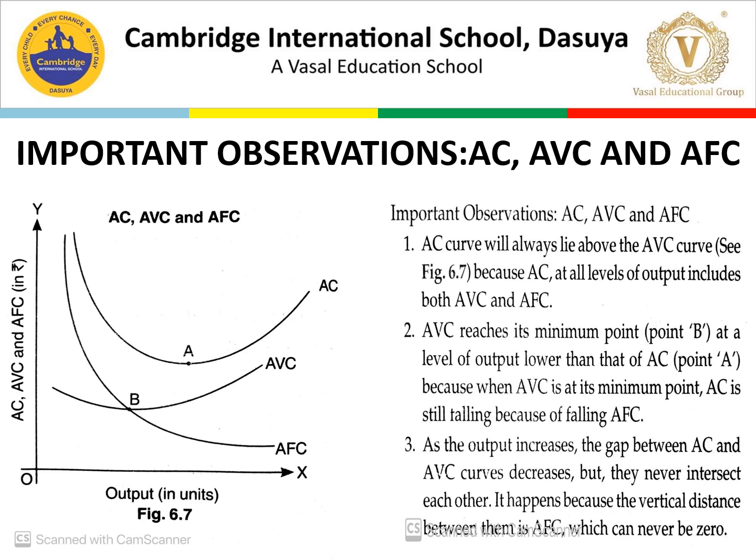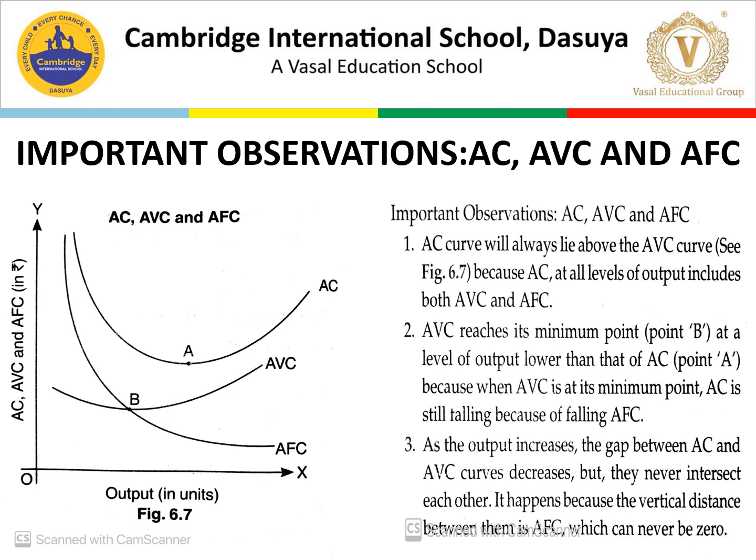As the output increases, the gap between the AC and AVC curves decreases, but they never intersect each other. They never intersect one another. It happens because the vertical distance between them is AFC, which can never be zero. So whatever the vertical difference is, it cannot be zero. Because of this, it will never touch the axis. This is what we have to learn in today's slides and today's chapter.